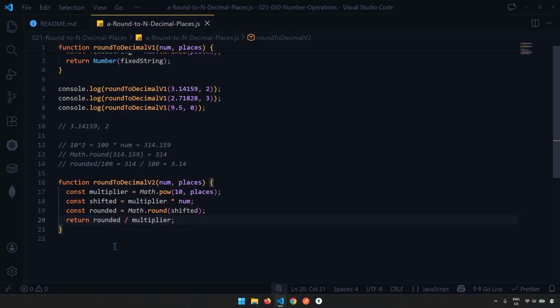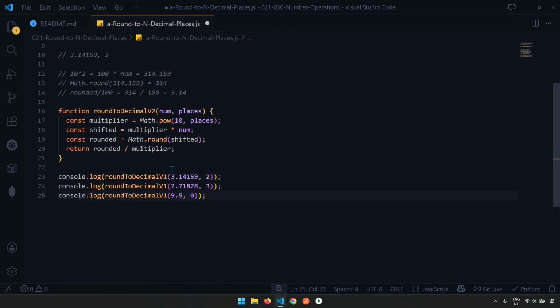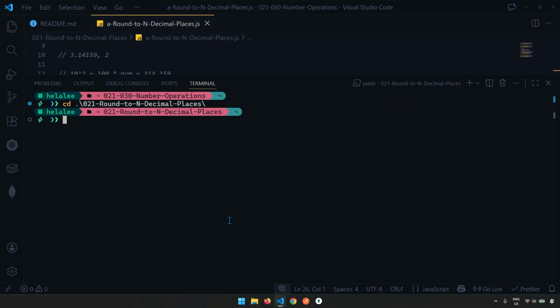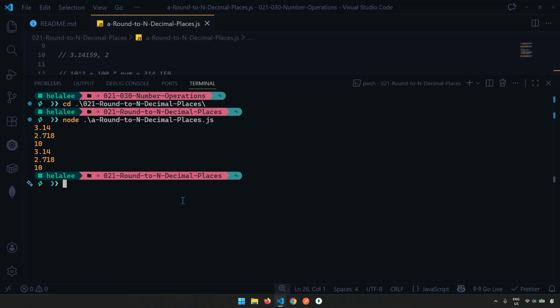Now you know how this actually works. You have a second framework of really understanding this. And I'm going to select these console logs, put them right here. We could select this V1 and just convert it to V2. Let's come right here. We need to first navigate to this directory, and then I'm going to say node A, tab, hit enter. There we go. And it is working as expected, right?